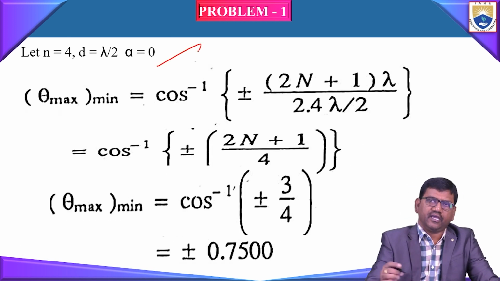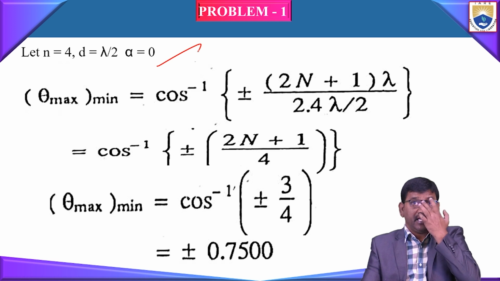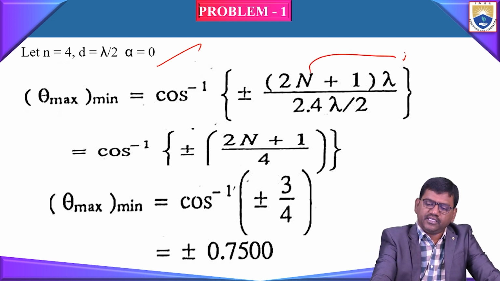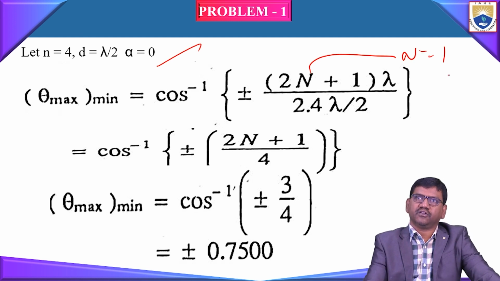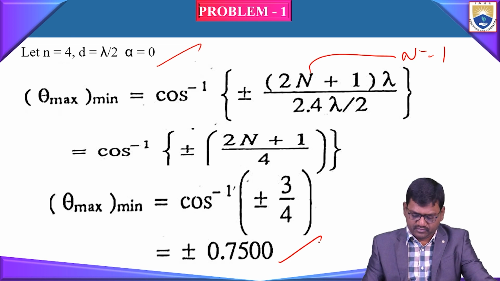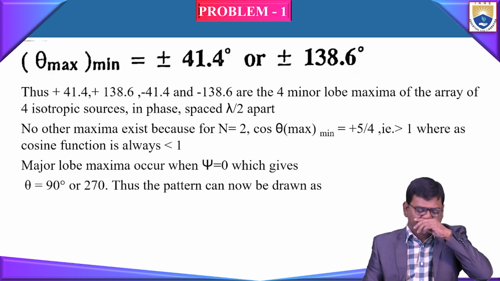So this is the case we are having, when the problem's given data is N equal to 4, d equal to lambda by 2. Let us substitute, assuming n is equal to 1 here, the first minor lobe maxima. You will get plus or minus 0.75 here. So these are known as the minor lobe maxima.